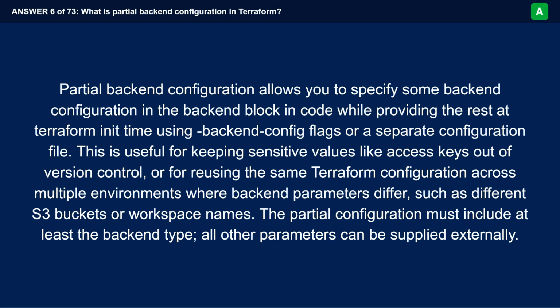This is useful for keeping sensitive values like access keys out of version control, or for reusing the same Terraform configuration across multiple environments where backend parameters differ, such as different S3 buckets or workspace names. The partial configuration must include at least the backend type. All other parameters can be supplied externally.